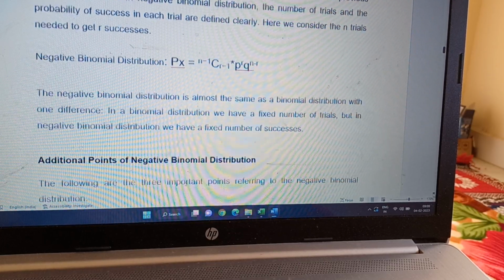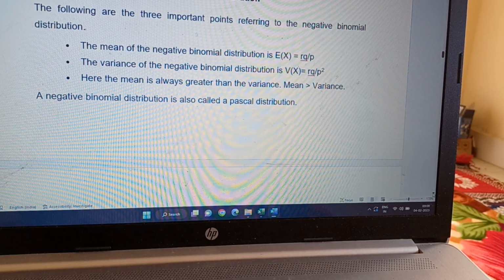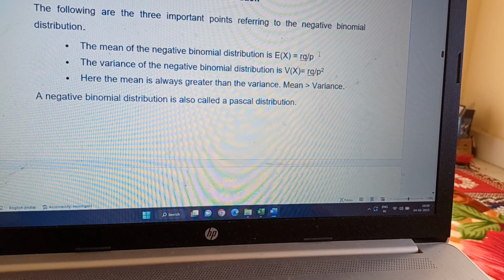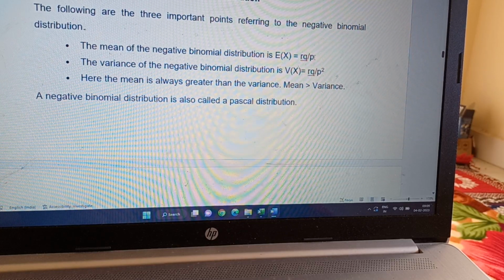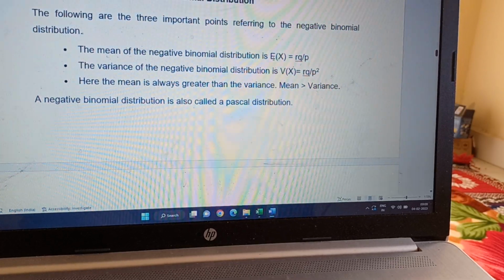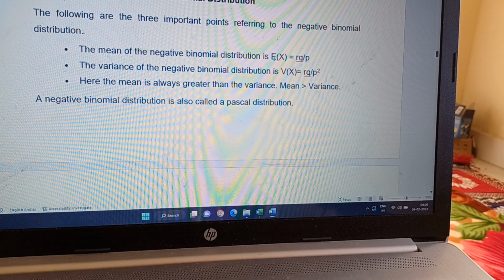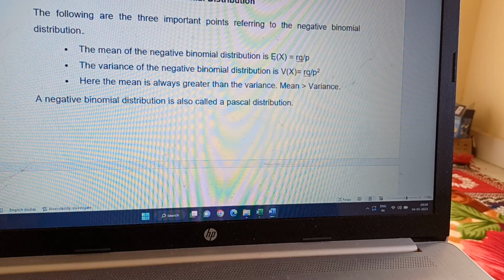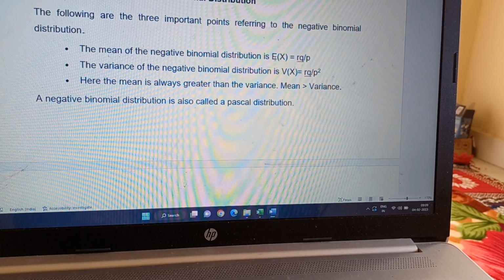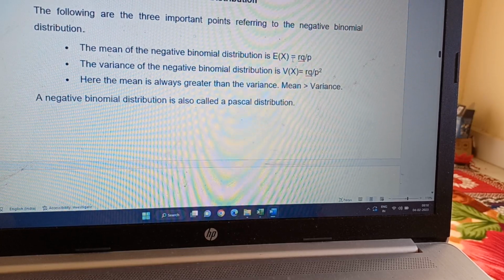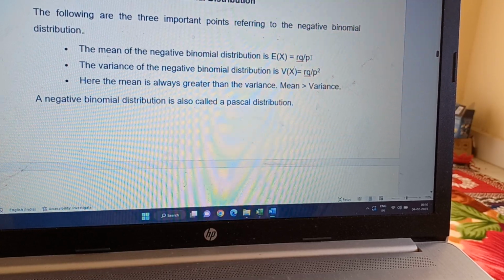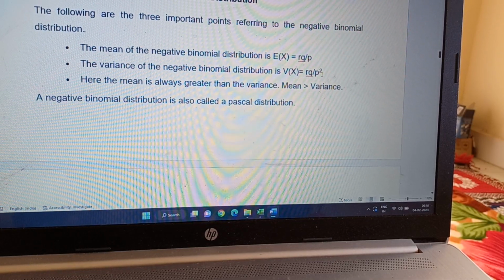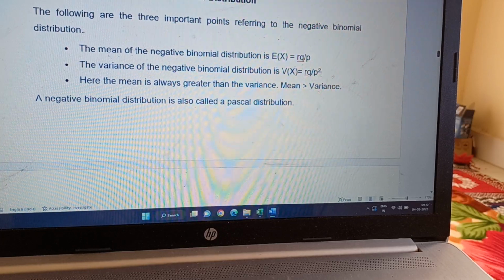Now I go to the additional points of negative binomial distribution. We had the binomial distribution, where the mean was np. Here it is r times q by p. The mean of negative binomial distribution is rq divided by p, and you know q is equal to 1 minus p and r is the number of successes. So in the binomial distribution the mean was np, but here it is rq by p, and the variance is rq by p square. In binomial distribution the variance was npq.